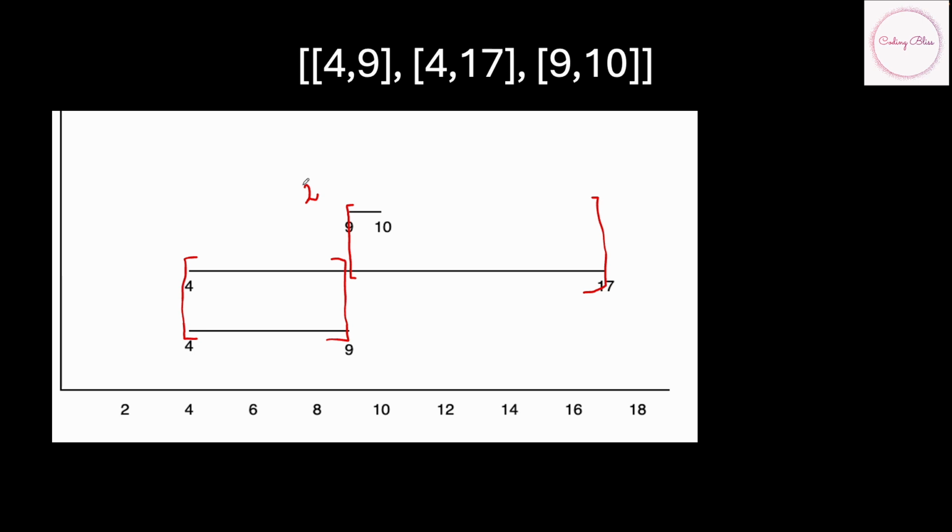Now, how can we solve this? The first thing is we'll have to sort the intervals based on start time. Once you sort this, one way to do it in a brute force way would be: I inserted 4-9 first. Imagine this is your first one, and then we have 4-17.